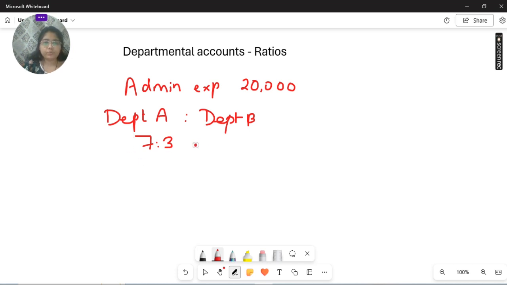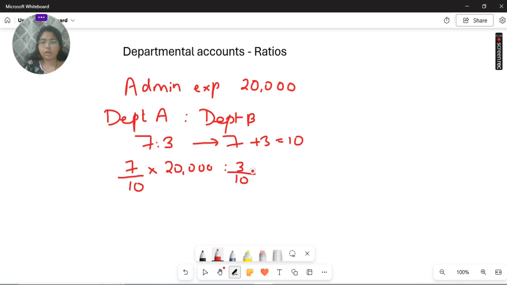First, we are going to add this up. 7 plus 3 is equal to 10. Then what are we going to do? 7 divided by 10 into 20,000 and 3 divided by 10 into 20,000. This is how we are going to calculate our ratios. So this will become 14,000 and this will become 6,000.